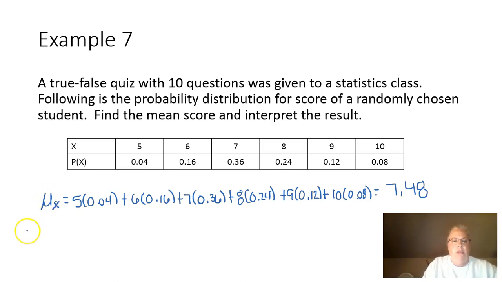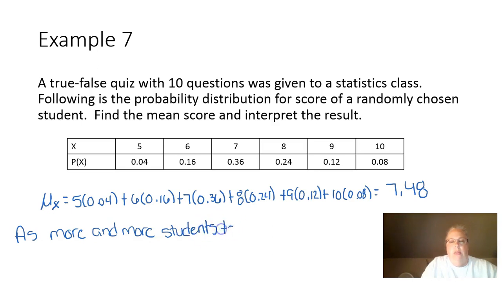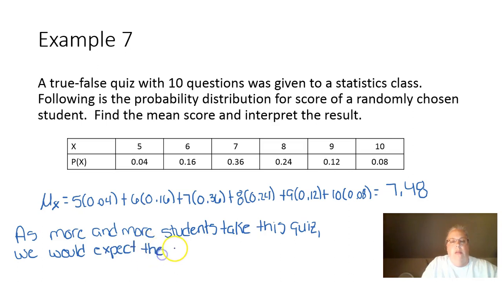Alright, now our interpretation is going to be, as more and more students take this quiz, you would expect the mean to approach 7.48.